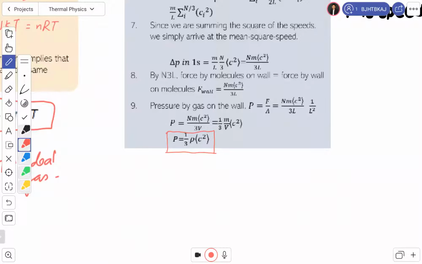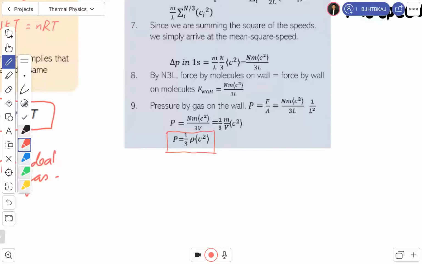And if the molecules, in the process of getting compressed, have gained speed, then that also contributes to the pressure increasing. So that is the logic behind this equation. The higher the average speed, the higher the pressure. The higher the density, the higher the pressure. Density is like the number of molecules, right?